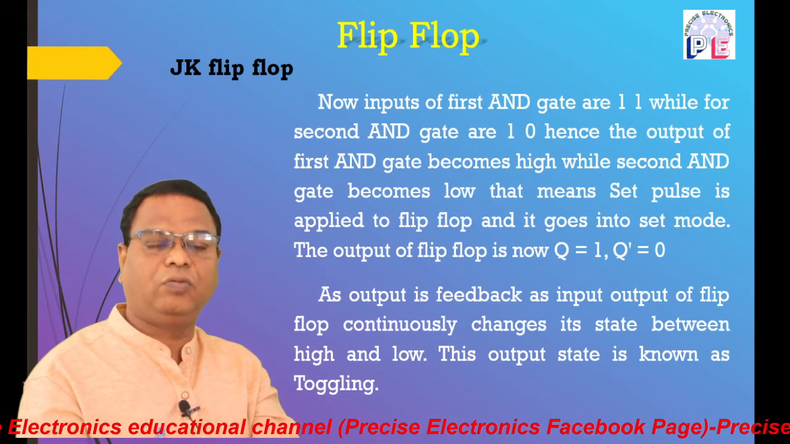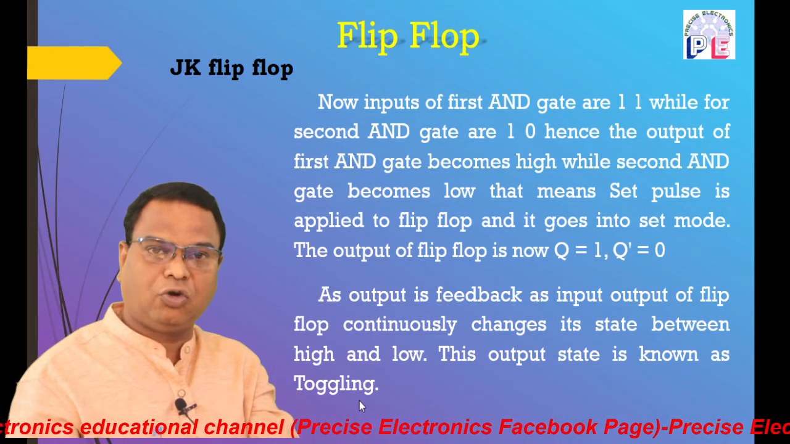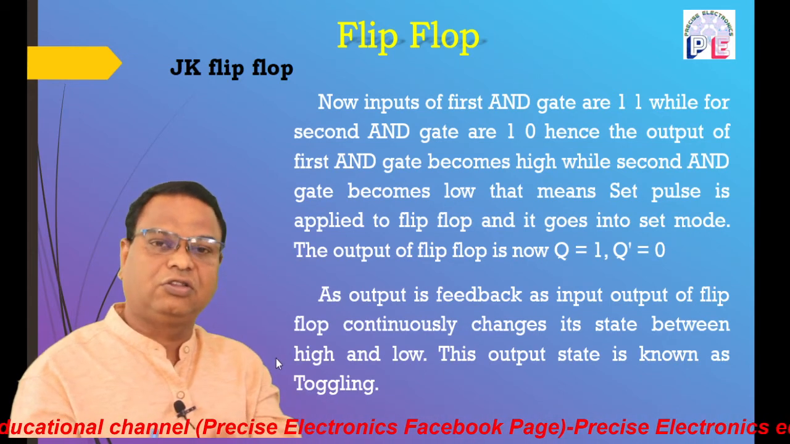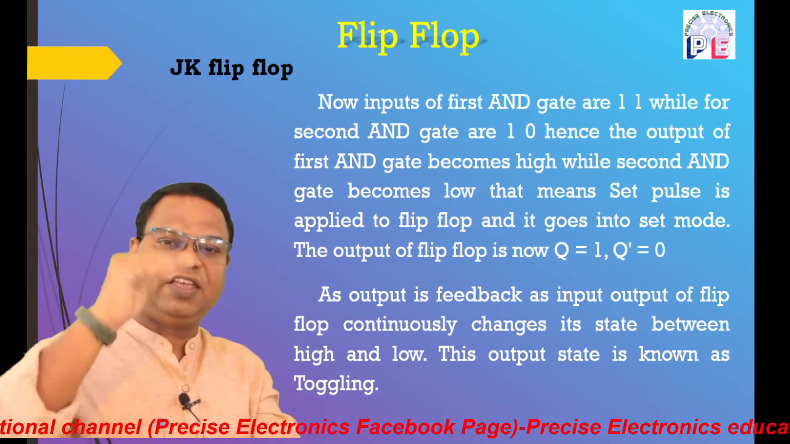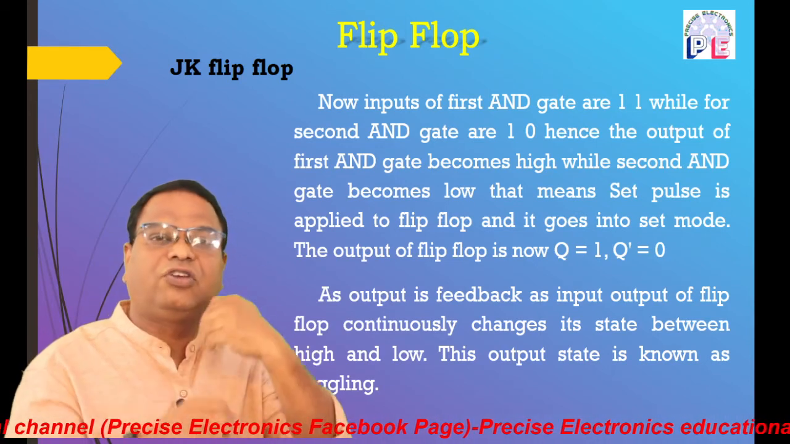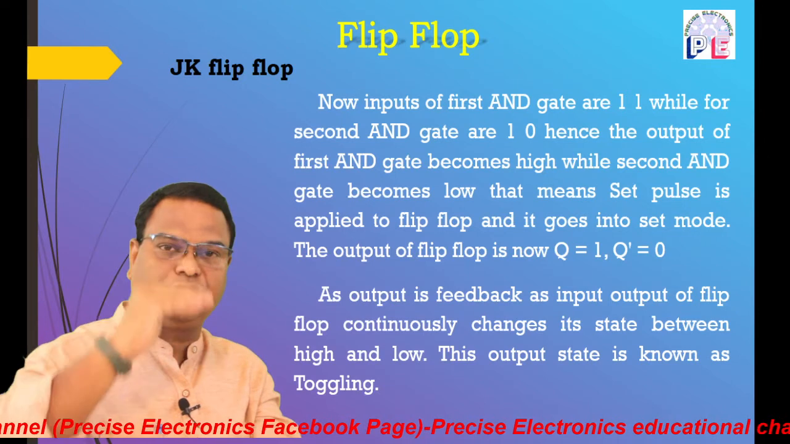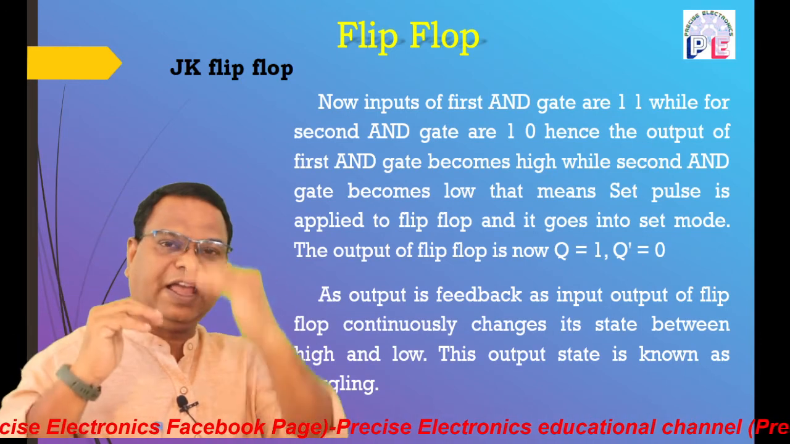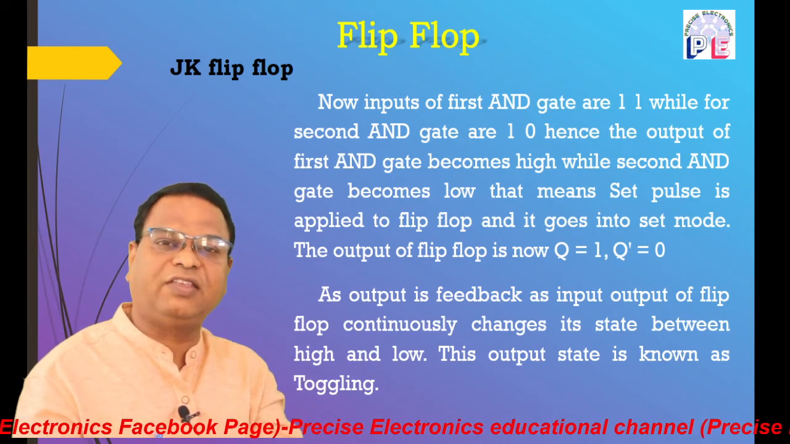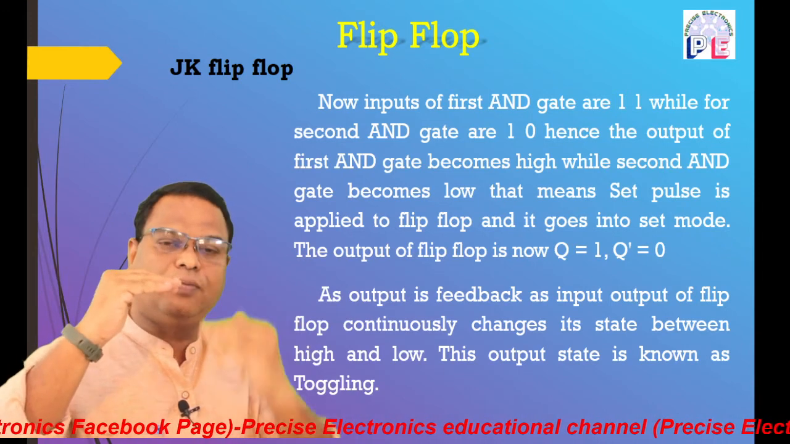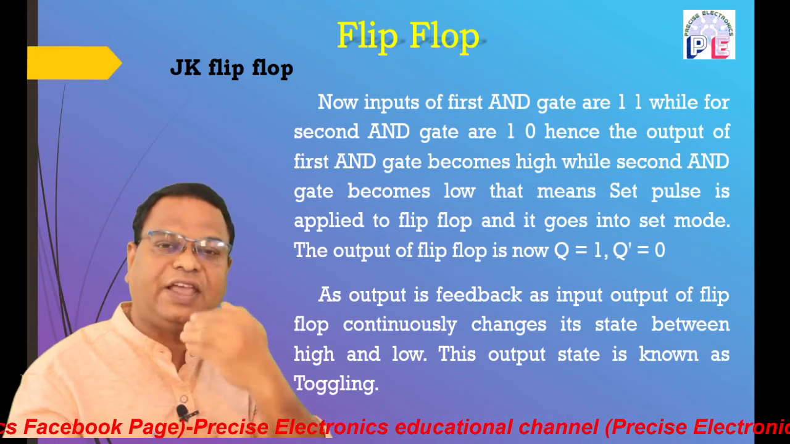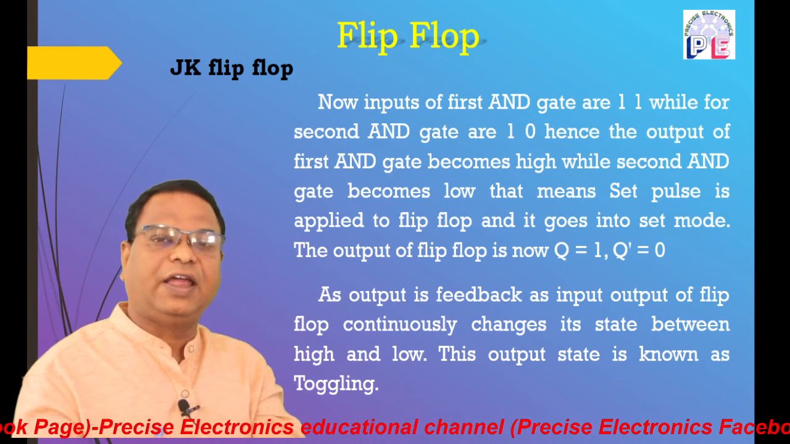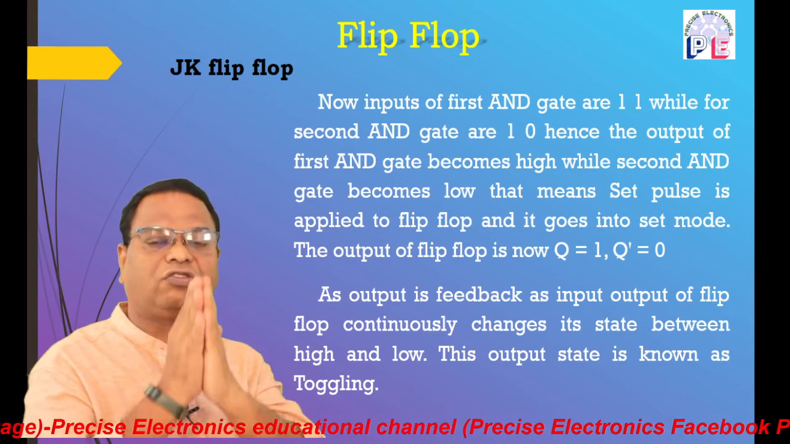So this is the JK flip-flop, in which when both J and K inputs are low, the flip-flop remains in the last state, the initial state. The transition of state does not occur. When J is 0, K is 1, the flip-flop enters reset mode, so the output becomes Q equal to 0, Q complement is 1. When J is 1, K is 0, the flip-flop goes into set mode, hence Q is equal to 1, Q complement goes to low level. And when both J and K inputs are high, the output changes its state between high and low. This condition is known as toggle condition.